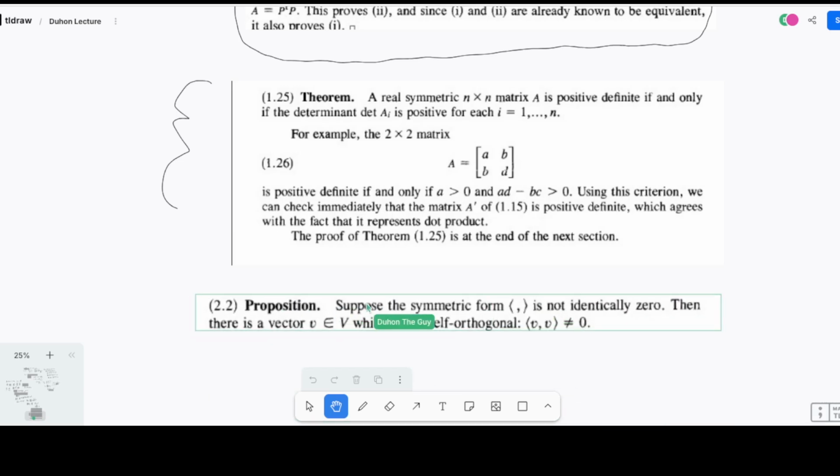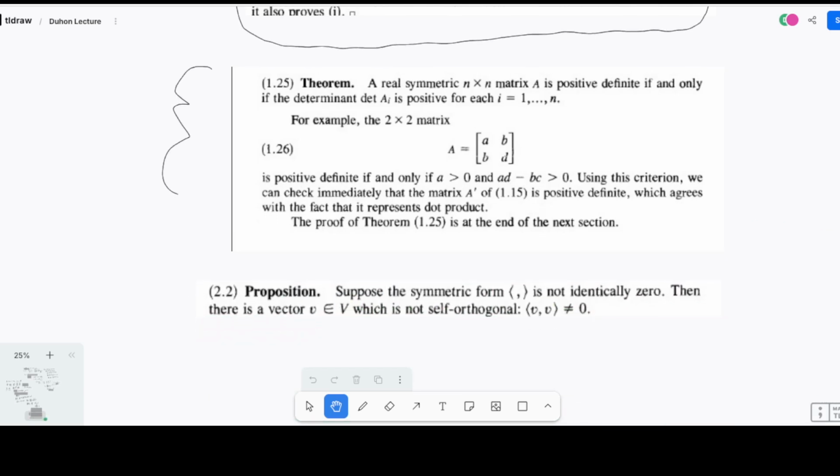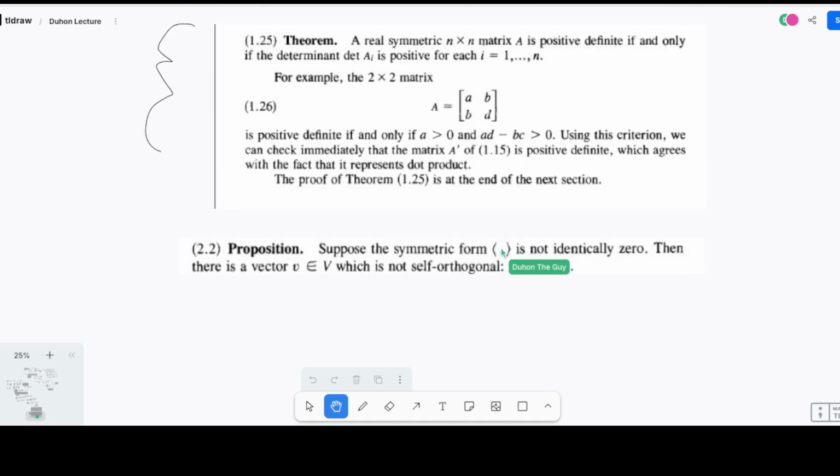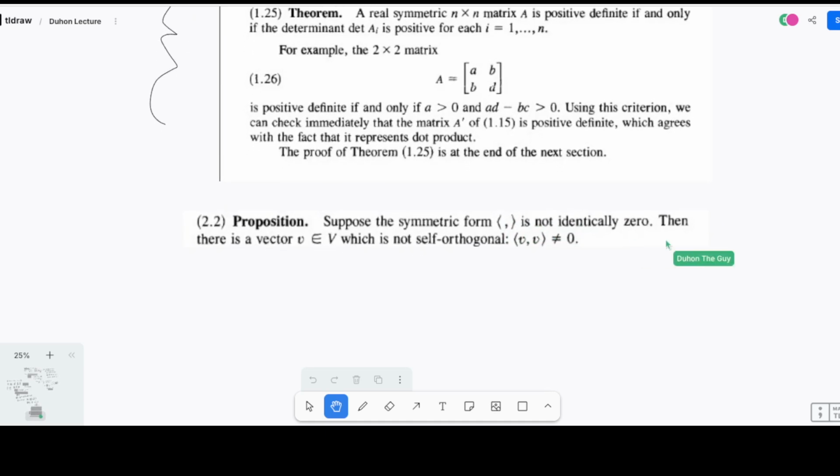Okay. Proposition. Suppose that the symmetric form, it's a symmetric form, basically, is not identically zero. Remember that I said that we needed to have symmetric things? Yeah, this is when we get to that. Then there is a vector v in the vector space which is not self-orthogonal.